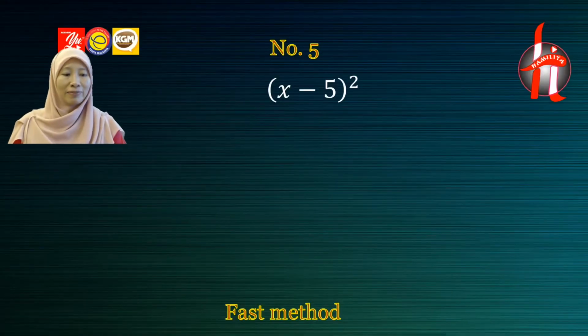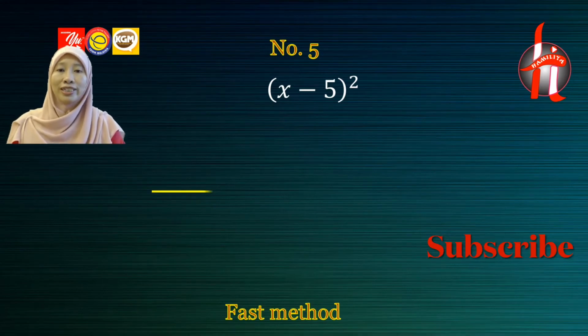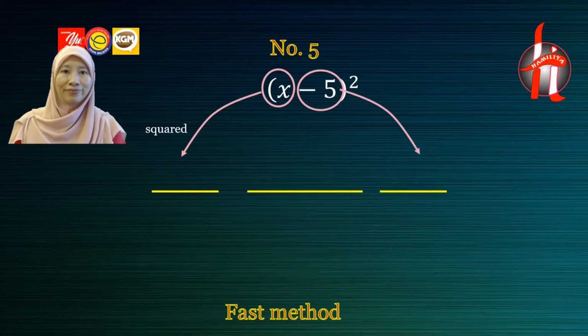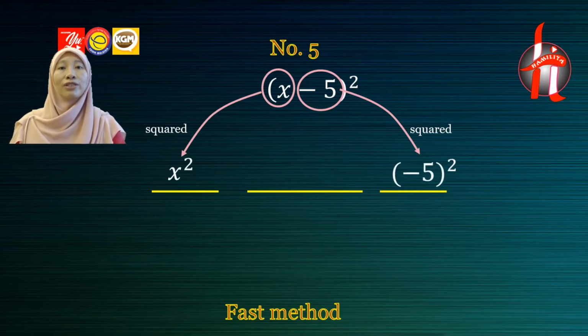Here is the fast method. Now first of all, you just make 3 spaces, and then we are going to square the first number and the second number, like that. We are going to square both of these. It becomes x squared and negative 5 squared.